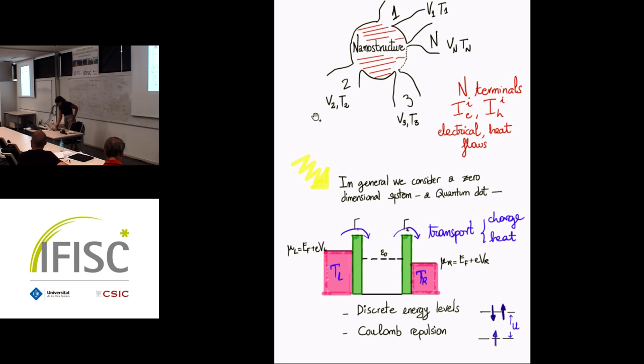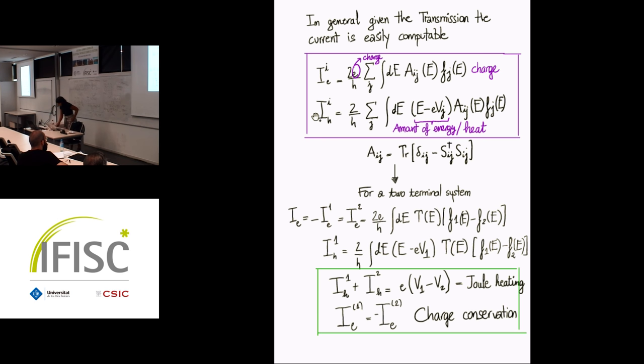And as I said before, we are interested in computing these two electrical and thermal or heat flows in this type of system where you have discrete energy levels. A quantum dot is described by these energy levels, and in some cases you can even consider Coulomb repulsion. I mean, when you put one electron in the quantum dot and you put the next one, there is a U, the Coulomb repulsion between them.